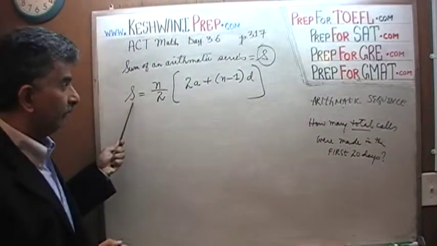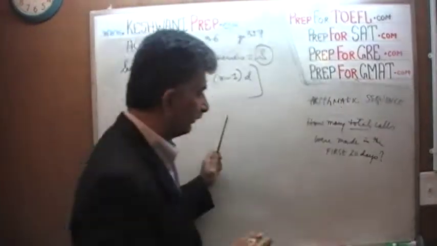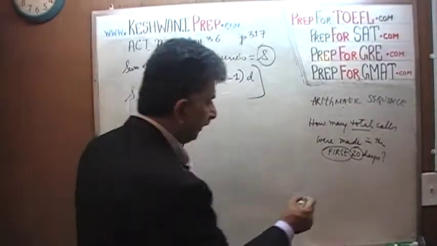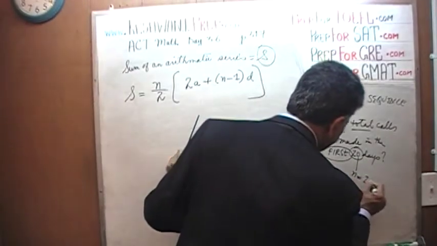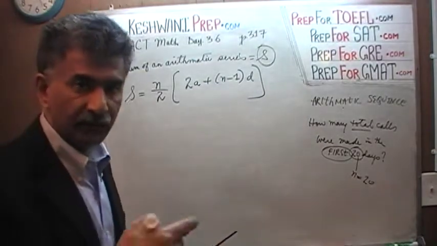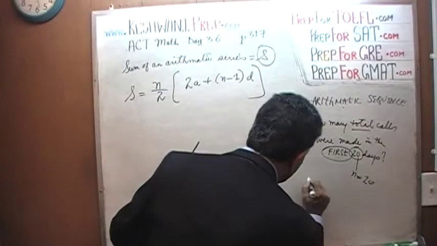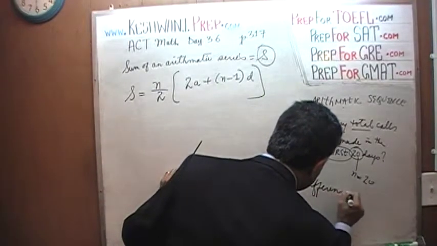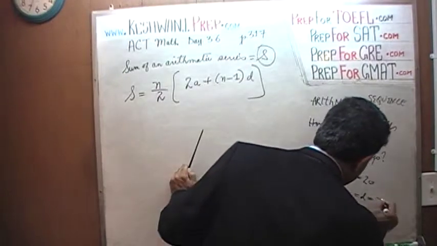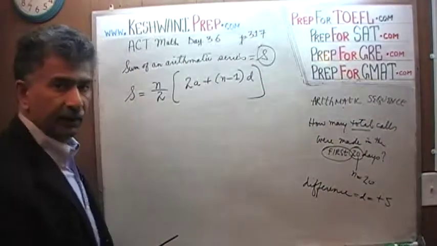We're interested in the sum. Sum of what? The sum of the first 20 days. So n is 20. We also know that the difference is 5. Each day we make 5 more calls than the day before. So our difference, what is known as the arithmetic difference, which is letter d, is positive 5. Just plug it in and we're done.